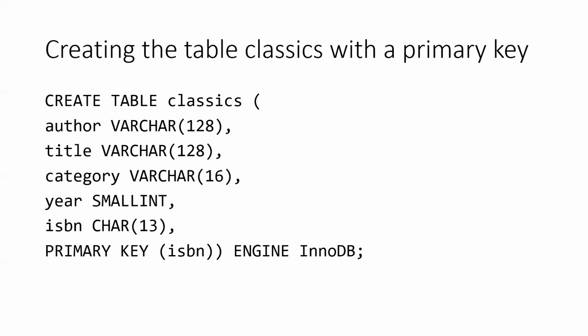But if you are going to do it from the beginning, this is how you may actually create it. So this is a modification of all what we have done so far. We create the table classics, and then author, we specify title, category, year, and ISBN. Finally, we will say the primary key is ISBN. So that's how we will put it when you create the primary key.